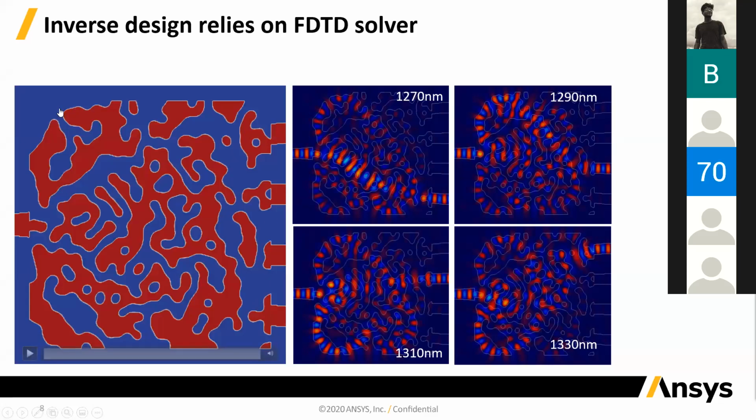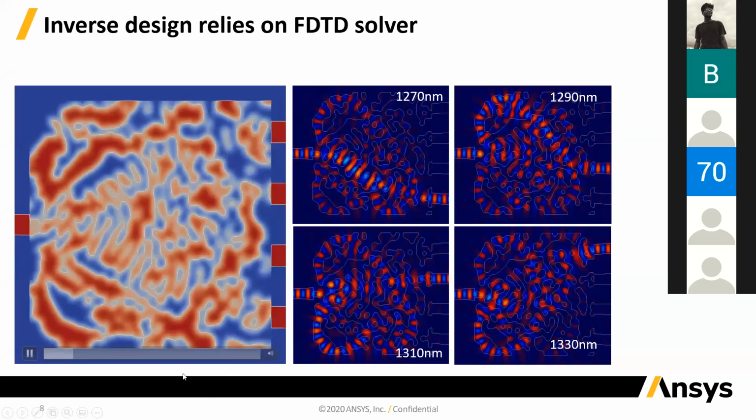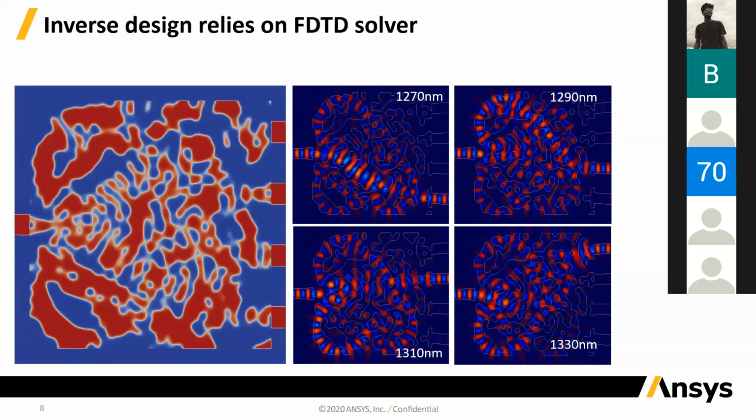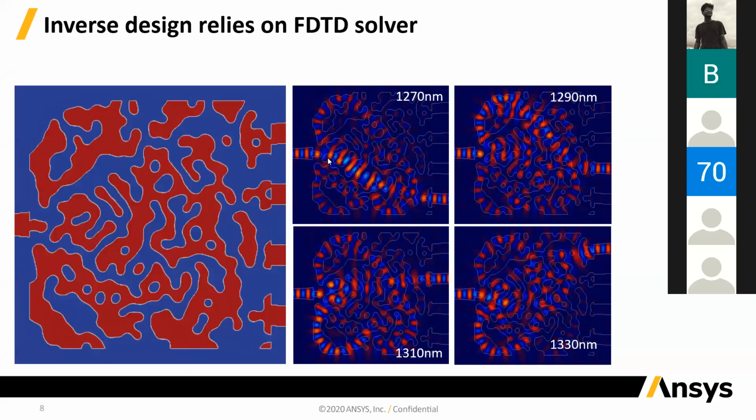So you start with just a rectangular design space, and the inverse design algorithm figures out where you want to put silicon and where you want to etch it out. And as the simulation progresses, you end up with a very unique looking shape. But from the simulation results on the right side here, you see that it actually works, and it is able to route light on different outputs depending on the wavelength.